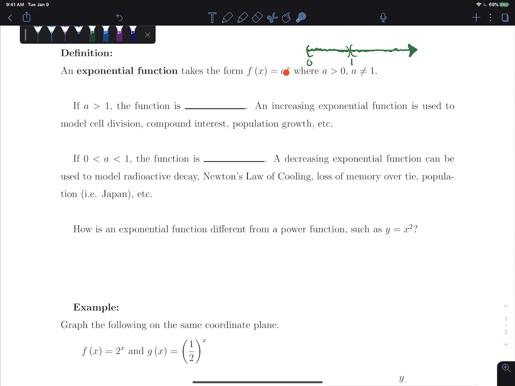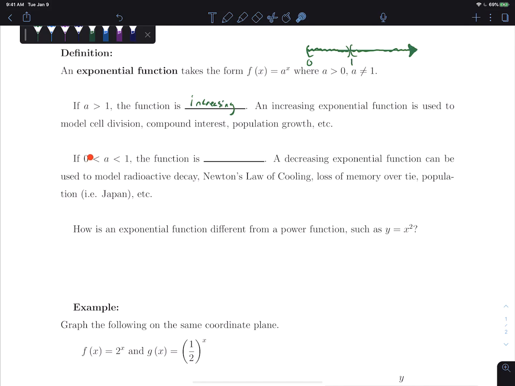Now, if a is greater than 1, then the function is increasing. An increasing exponential function is used to model cell division, compound interest, population growth, and other things.